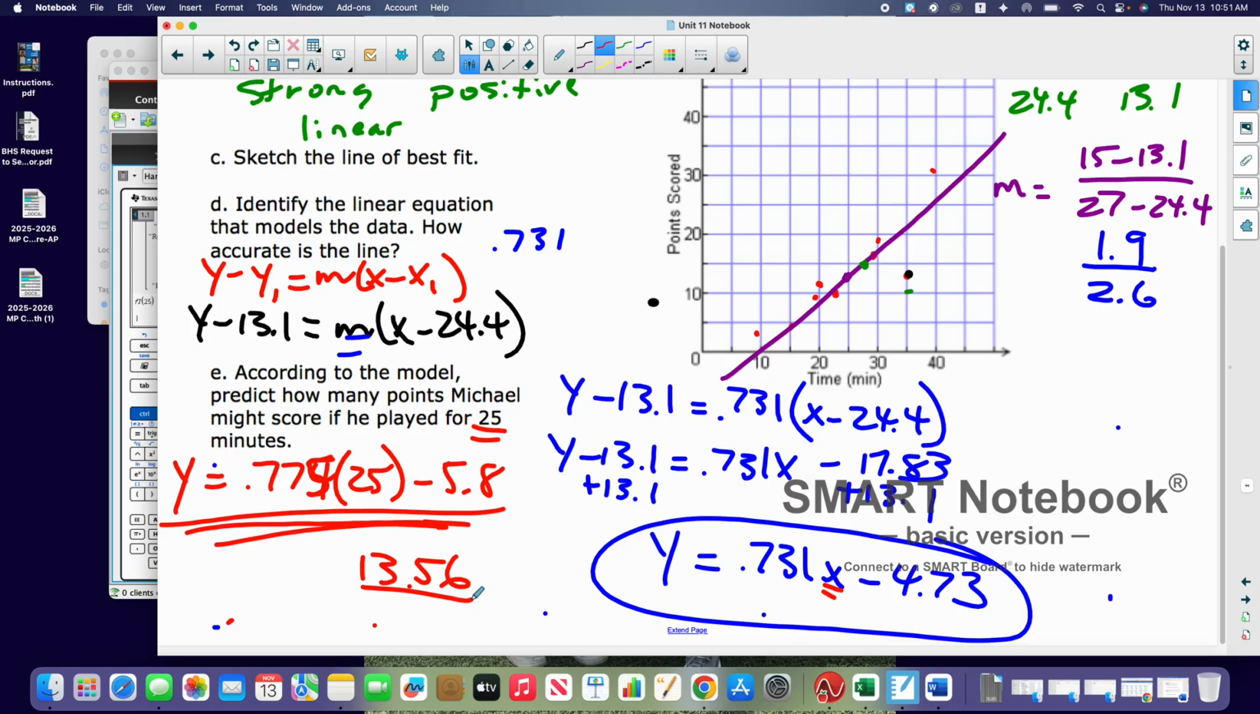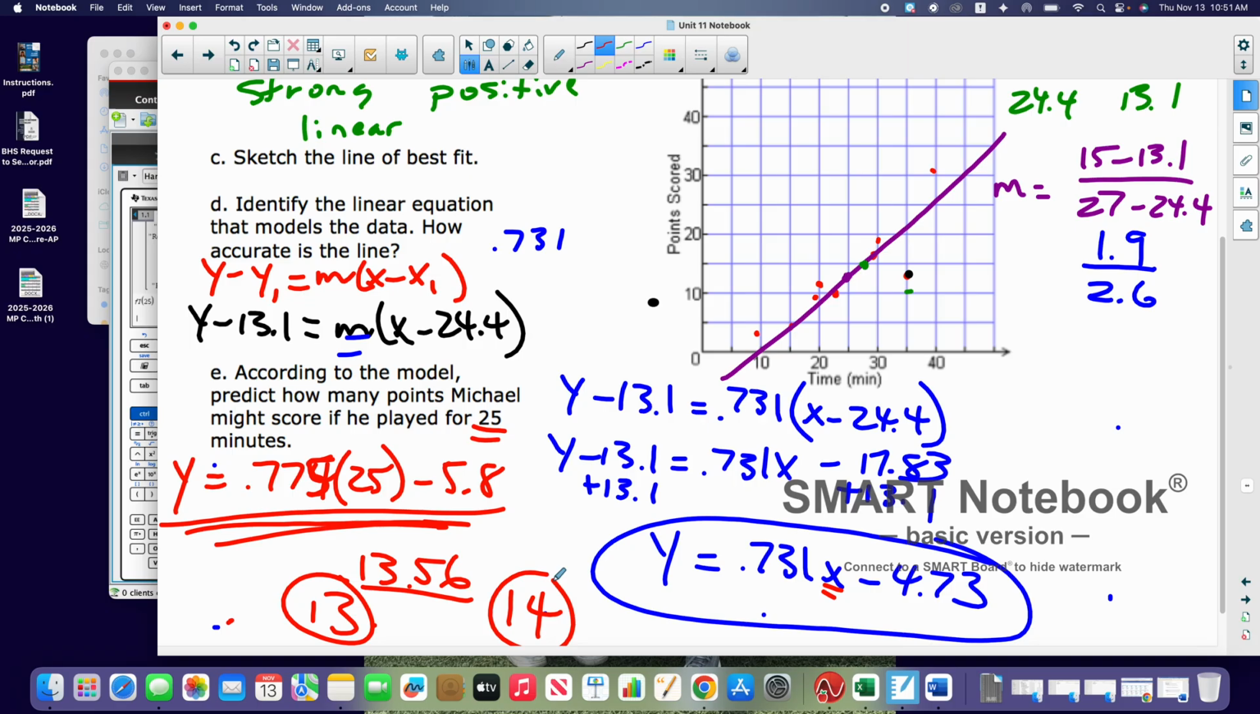I probably wouldn't leave that as an answer. You'd round it. I'd probably round it because we're talking about what? Points, right? So in this case, I don't know that it matters. You can make an argument for either one, but he could score 13 or 14 points. Okay?